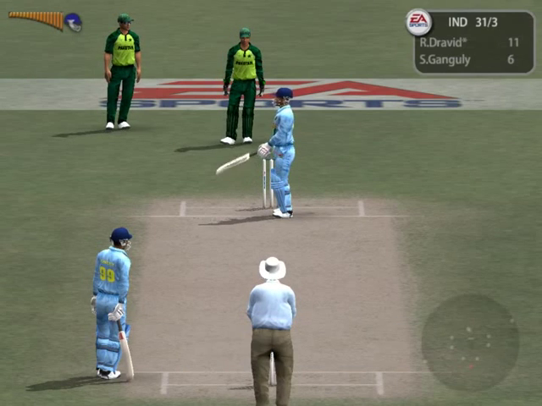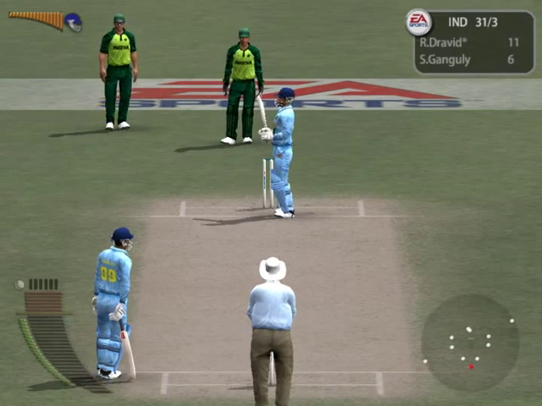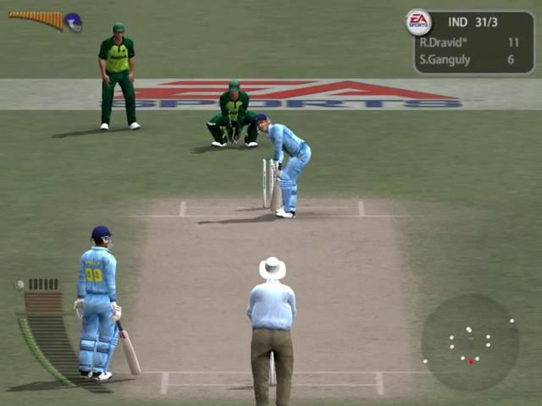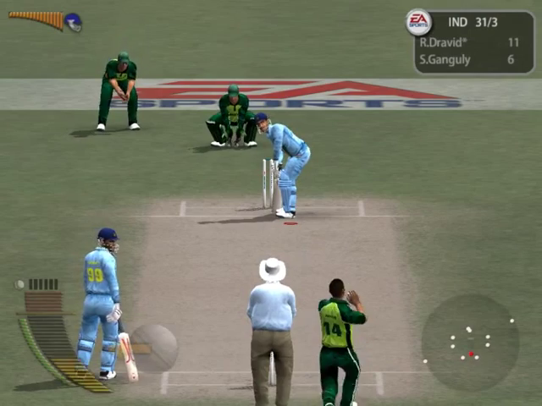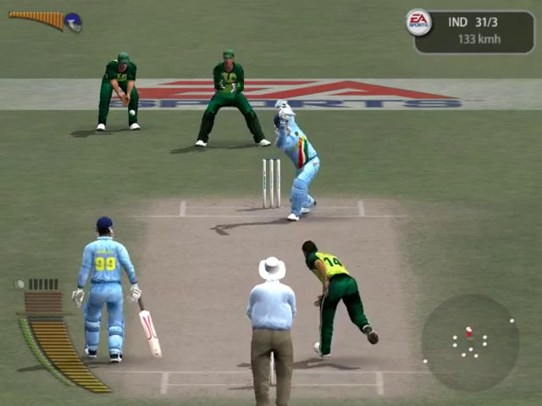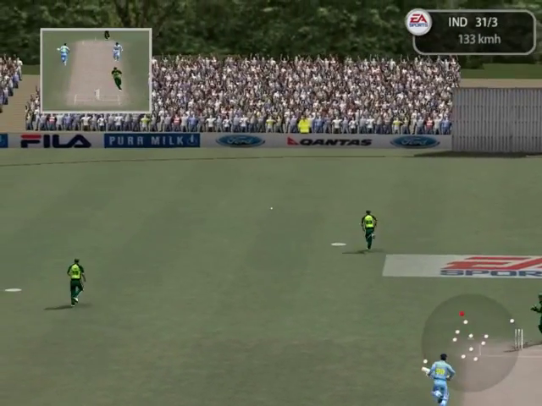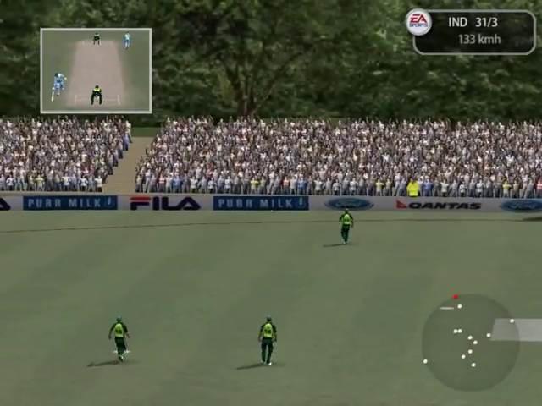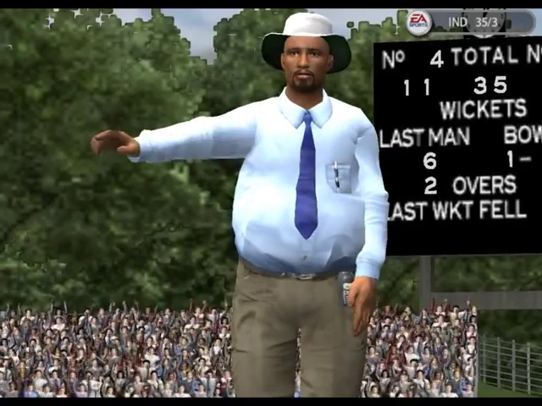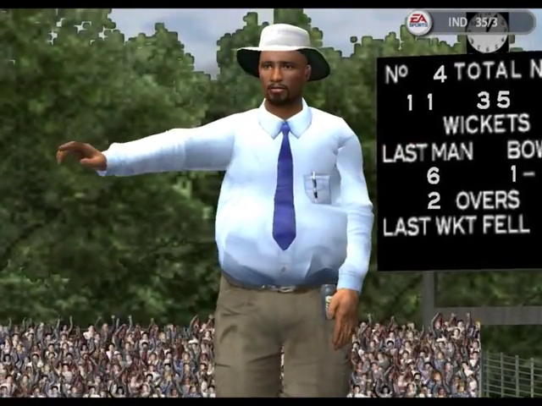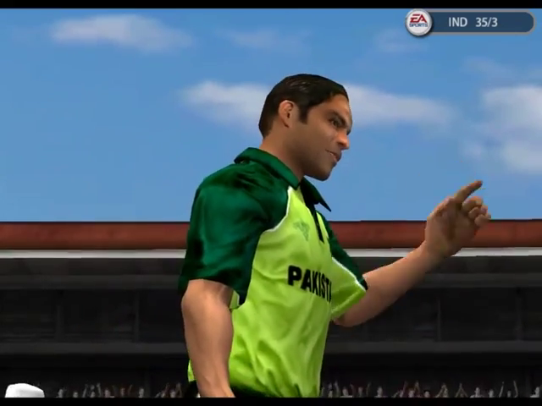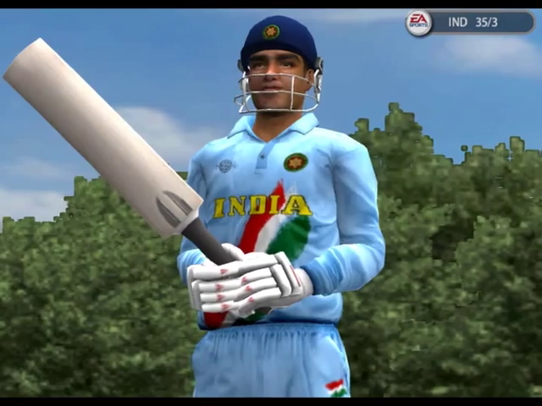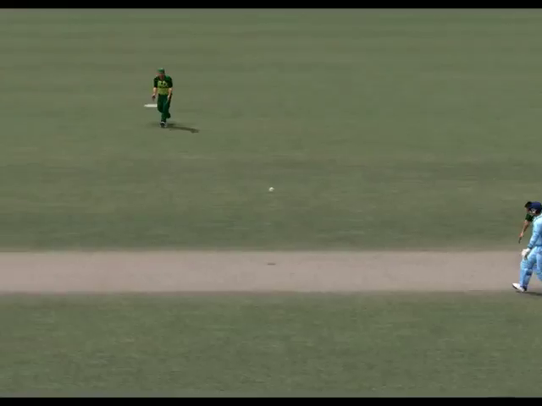Shoaib Akhtar to begin a new over. Mohammad Hafiz is chasing that one. These runs will be signalled as leg byes. That's gone for 4 byes. 4 byes. The keeper won't be pleased about that. Let's see the action replay of that.